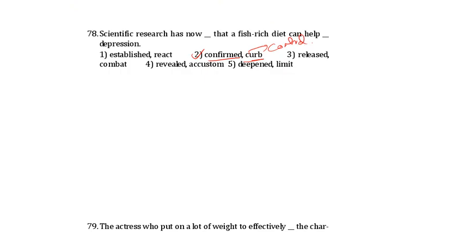Second one we can easily understand. Fish-rich diet: fish is very good for health. If you take fish in our diet, it will help to cure so many problems. In that, one problem is depression. So if you want to come out of depression, you should have a fish-rich diet. So scientific research has now confirmed that a fish-rich diet can help curb depression is correct. So which one is correct? Second one is correct.